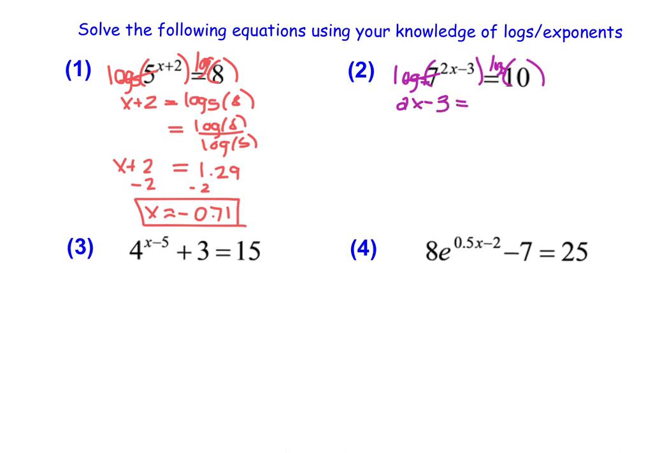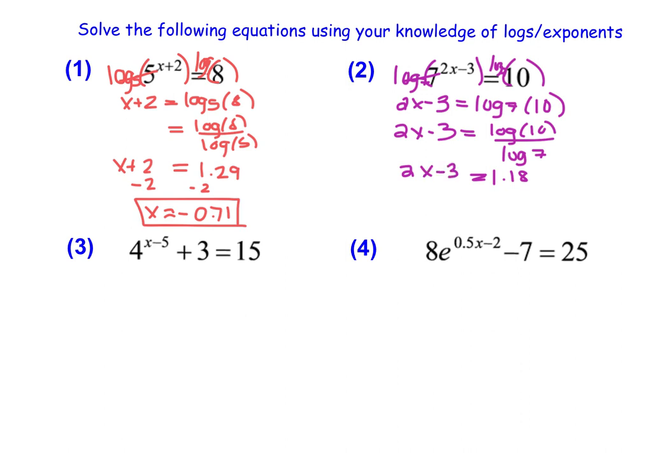By taking log base 7 and exponent base 7, we can undo those and we're left with 2x minus 3 on the left and then log base 7 of 10 on the right. We then use our change of base formula. So we have log 10 over log 7, which is about 1.18.